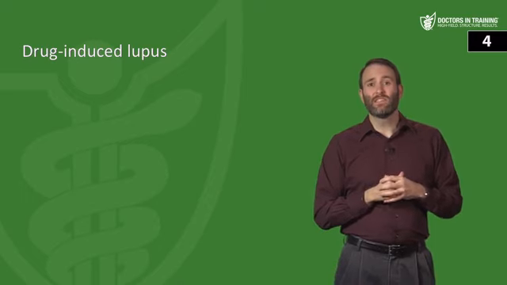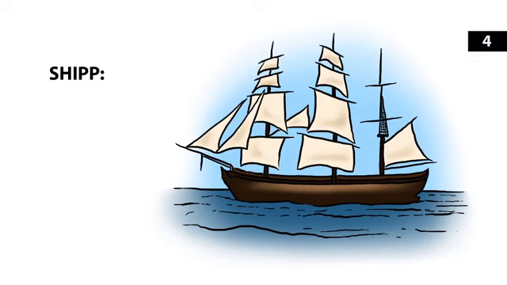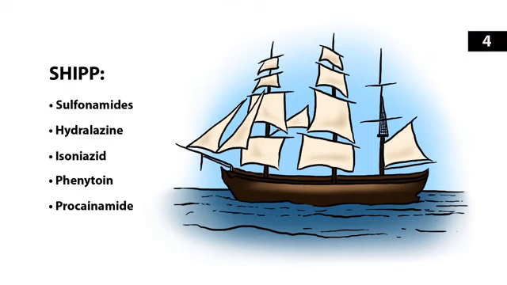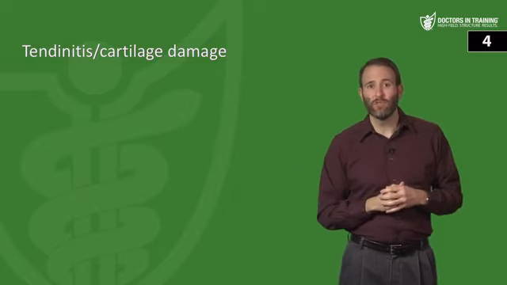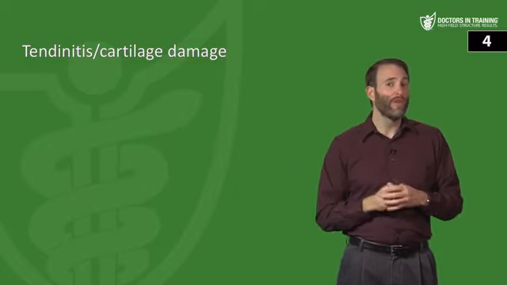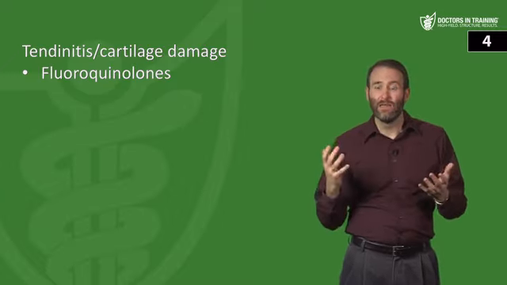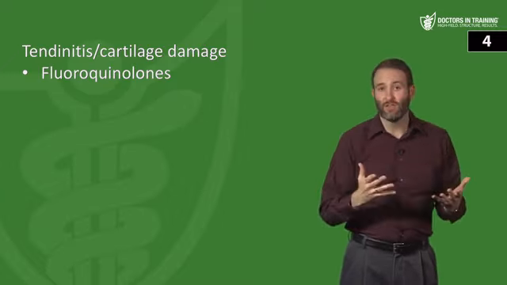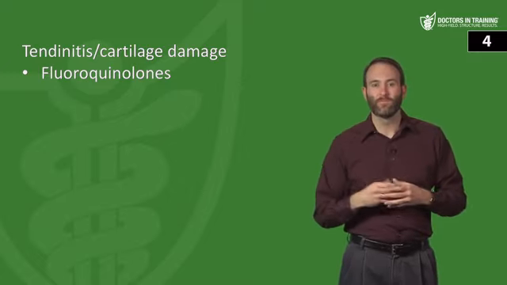Next, we have lupus-like syndrome or drug-induced lupus. So the mnemonic here is SHIP. So S is for sulfonamides, H is for hydralazine, I is for isoniazid, P is for procainamide, and then the other P is for phenytoin. Next, we have tendinitis, tendon rupture, and cartilage damage that can be associated with fluoroquinolone. So you might get a question about a runner who gets Achilles tendon tenderness while taking ciprofloxacin or maybe levofloxacin for something like a UTI or sinusitis or pneumonia.